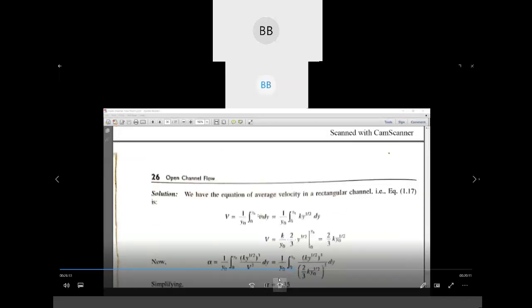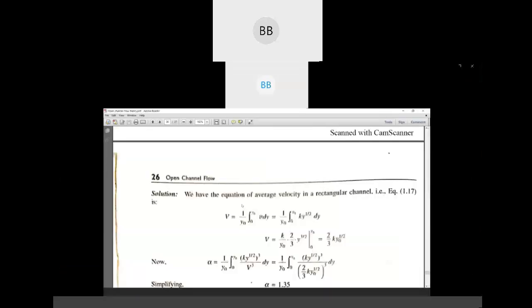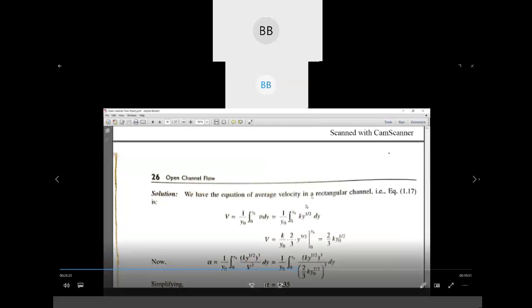So here the rectangular channel is already given. You can directly use the equation for rectangular channel, that we have already derived. Or you have V. We substitute k root over y. So in place of root over y, we have written y to the power half. So dy will be there. This equation is only for rectangular channel, so don't be confused. As we have already derived this equation, we have directly used it, as the channel is given rectangular.